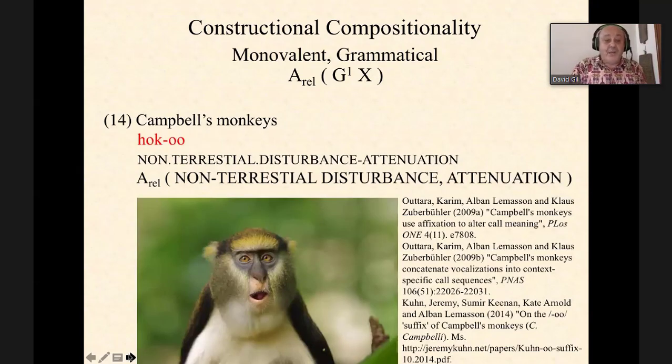Well, actually they do. As Campbell monkeys are described, hop denotes a non-terrestrial disturbance. Oo, described as a suffix, denotes attenuation. But crucially, the attenuation here is with regard to the non-terrestrial disturbance. So you can think of it as being an operator that applies to the non-terrestrial disturbance. So this example from Campbell monkeys and the suffix oo looks very much like the two previous examples from natural languages.